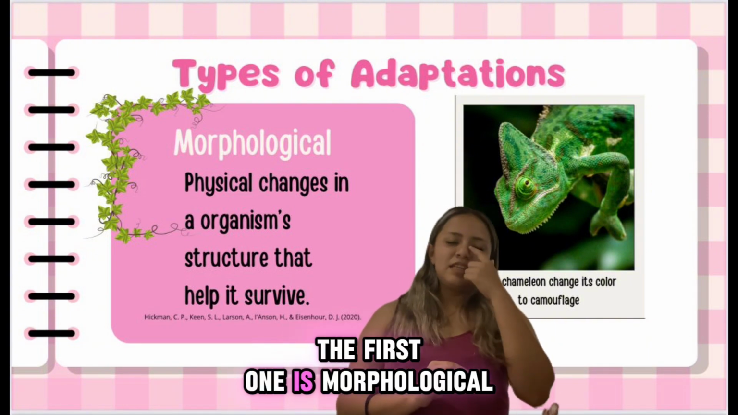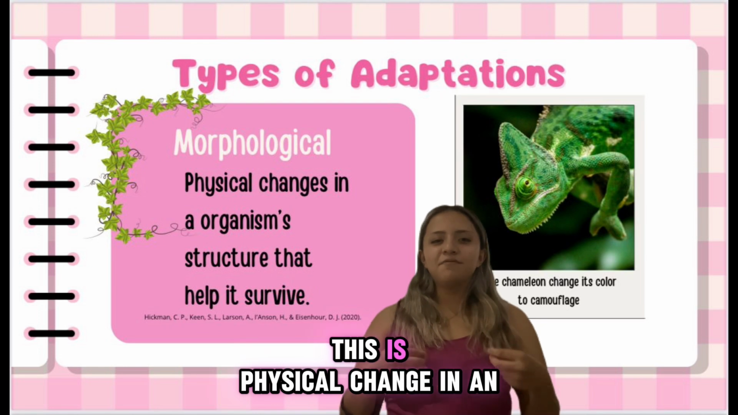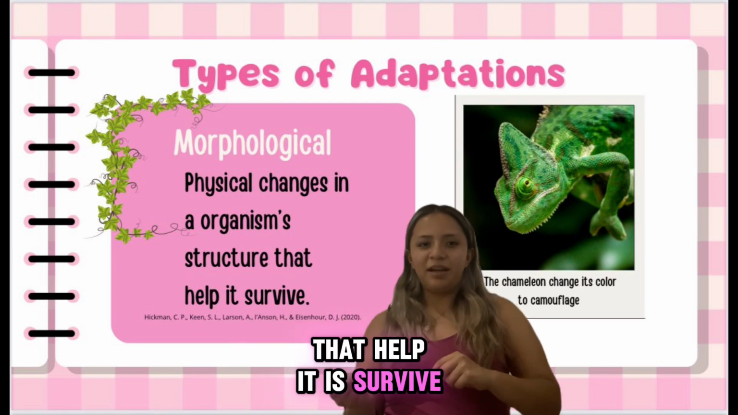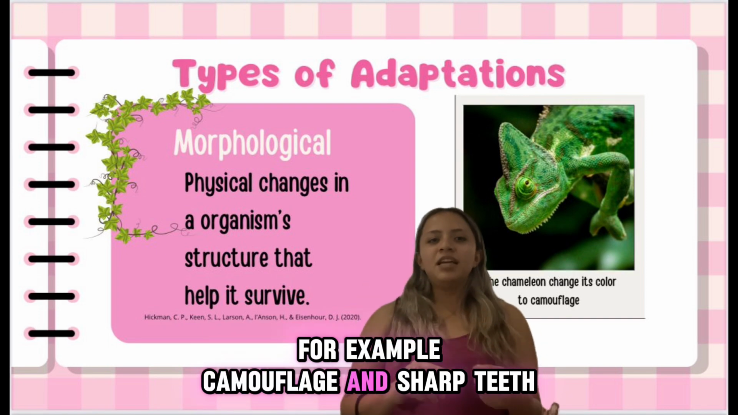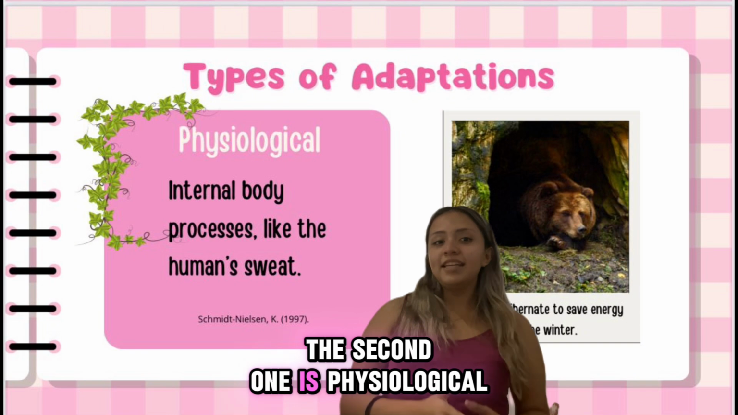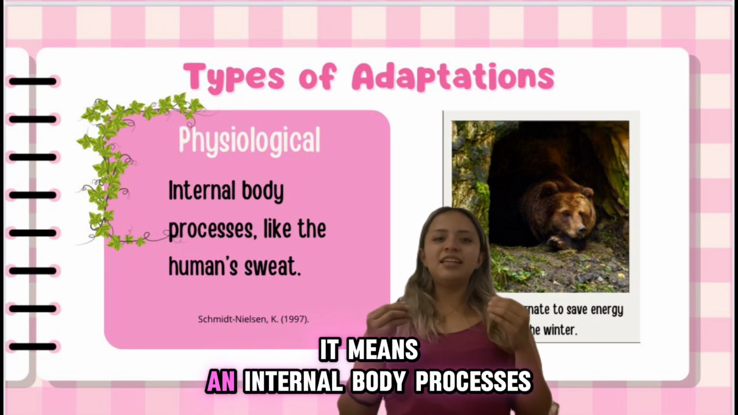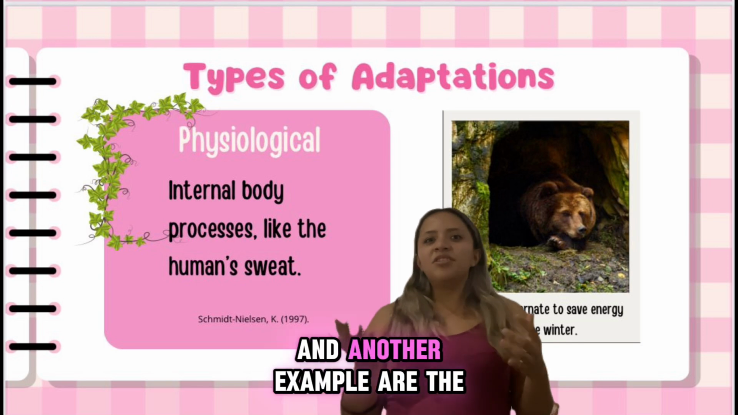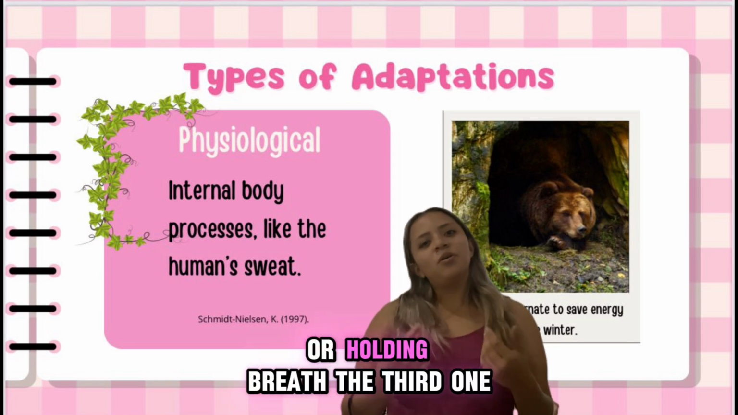The first one is morphological. This is a physical change in an organism's structure that helps it survive. For example, camouflage and sharp teeth or claws. The second one is physiological. It means internal body processes like human sweat, and other examples are poison production or holding breath.